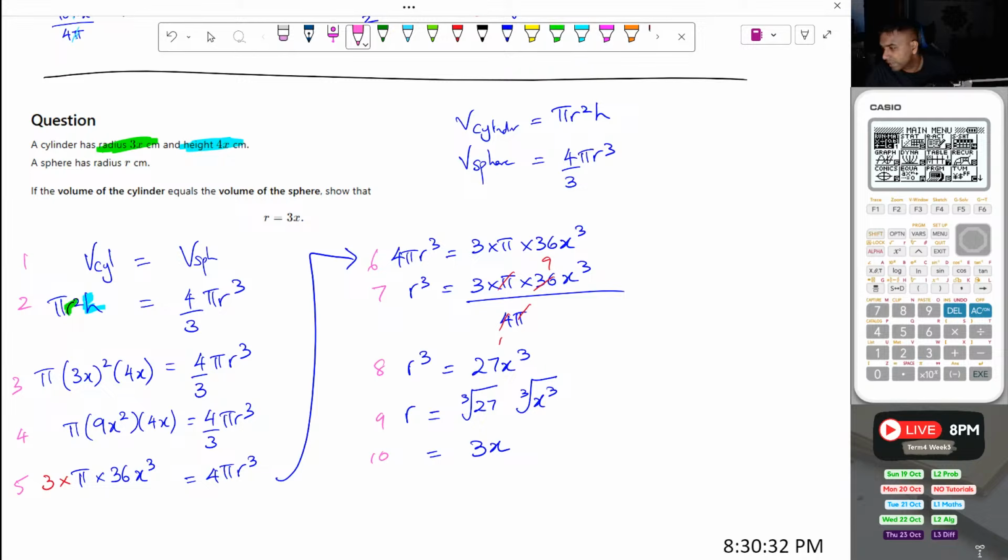We need to cube root the x because the question is actually asking us to show that r is equal to 3x. So because of that, we do need to take the cube root of x cubed.